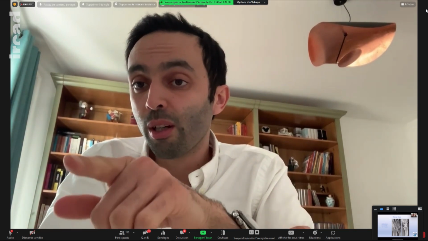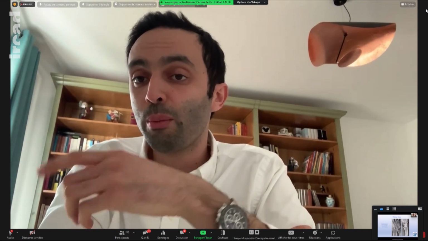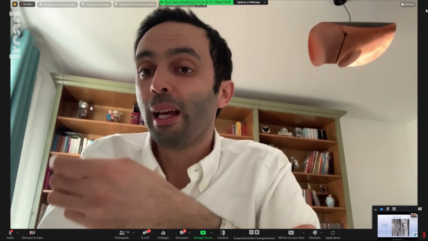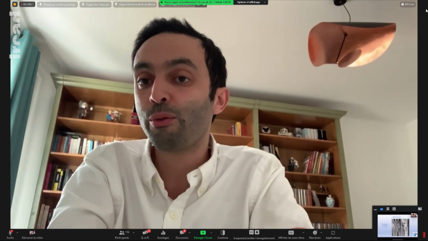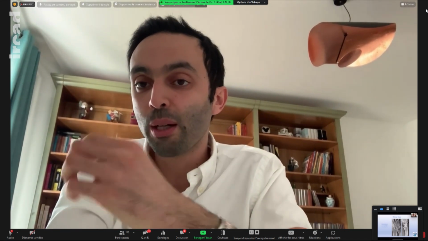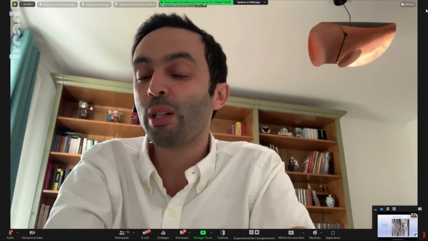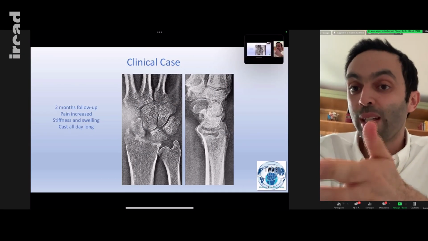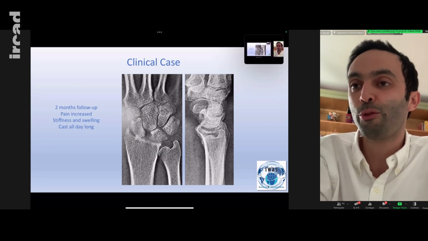And my concern on the X-ray was the position of the scaphoid, because I don't know if you remember the first X-ray, the scaphoid was not in the same position. I didn't understand why the scaphoid was directly in front of the radius after my styloidectomy, because I thought I just removed what was needed. So this was my first concern when I saw the X-ray, because I just created another contact between the scaphoid and the radius.